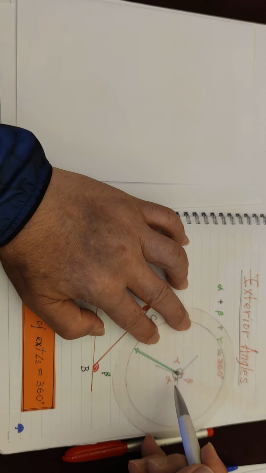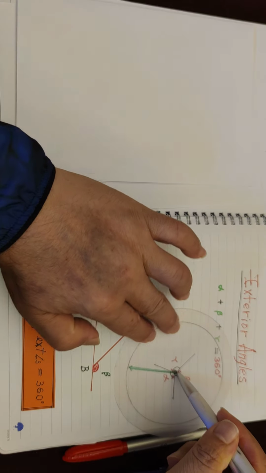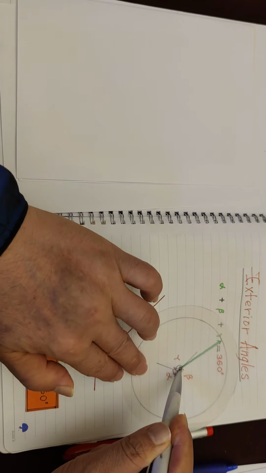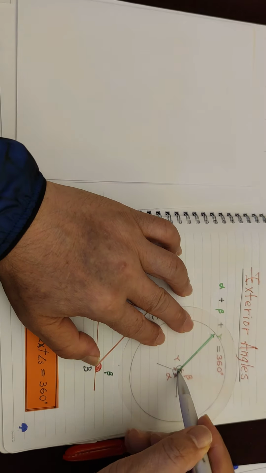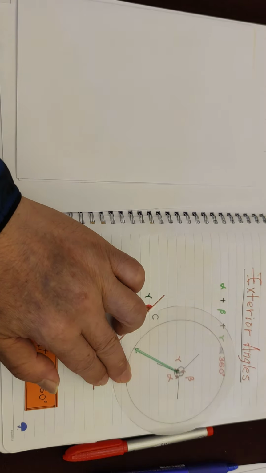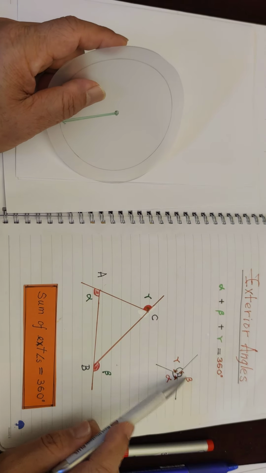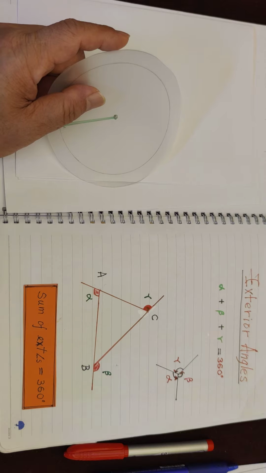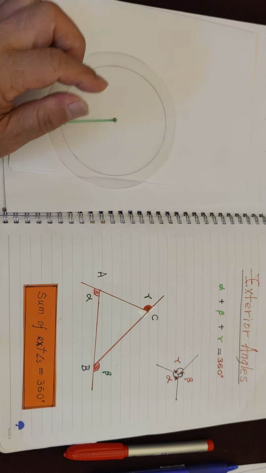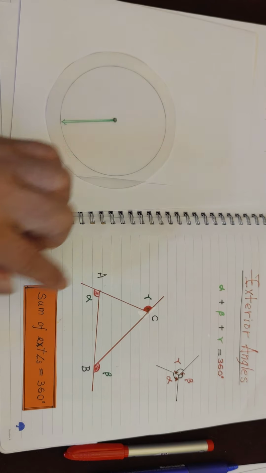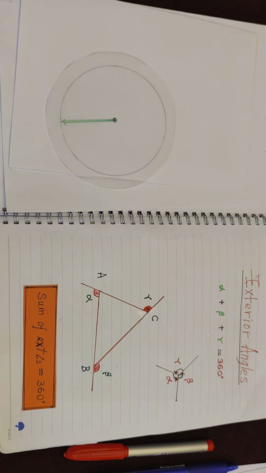Like this, alpha, beta, and gamma. And alpha plus beta plus gamma is 360 degrees. Therefore, the sum of a triangle's exterior angles is 360 degrees. This is the sum of exterior angles of a triangle.